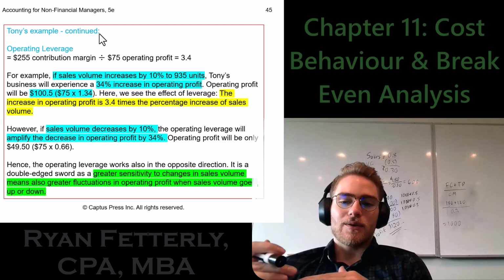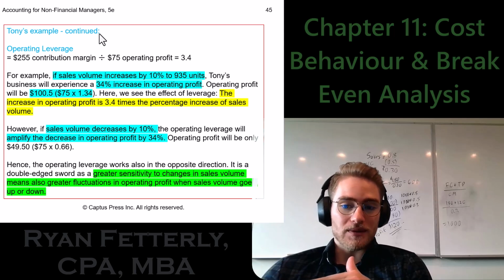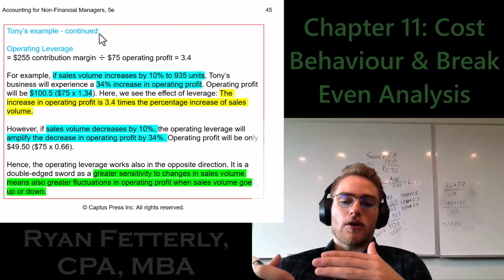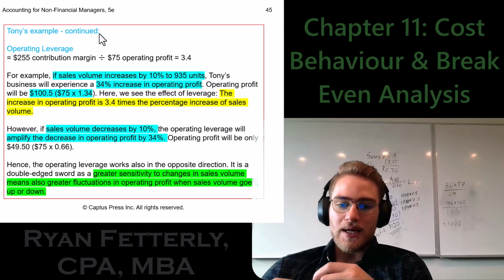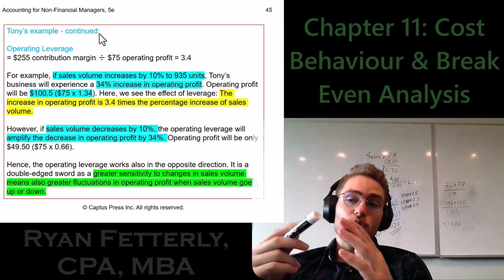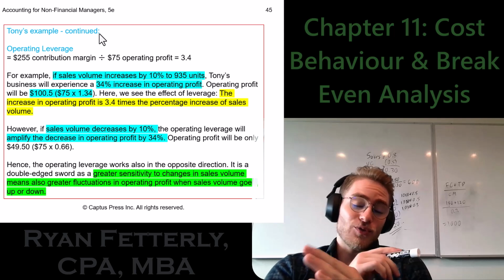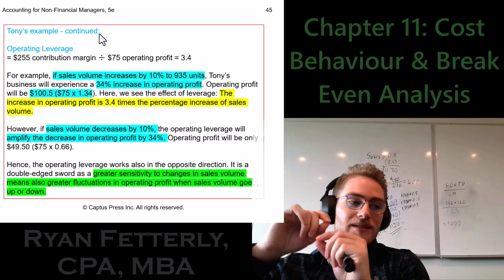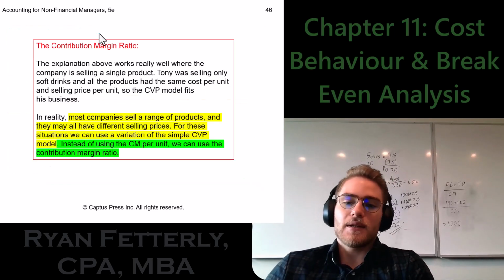So in one case, our sales goes up by 10%, operating profit goes up by 34%, 3.4 times. But if our sales volume drops by 10%, our operating profit drops by 34%, which is 3.4 times. So hence, it works in the opposite direction as well. You do well, you do really well with the leverage. But when you have a bad year, you do really badly. And that's the risk you have to take when you increase the leverage of your company to basically drop the variable cost per unit. It increases your sensitivity.